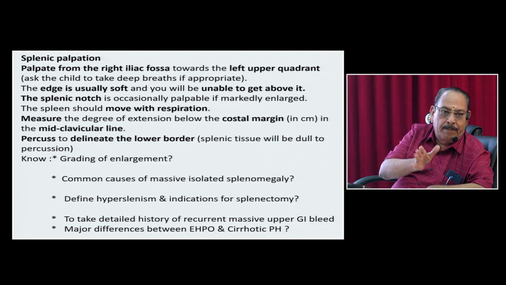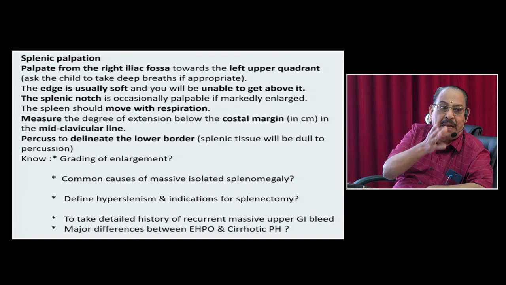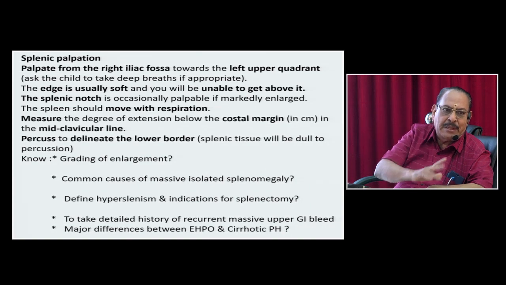And then bimanual palpation. Never start always from the right iliac fossa if there is no complaint. If the underlying situation, the context, is relating, then you go from the right iliac fossa. A minimally palpable spleen need not be examined from the right iliac fossa. You can go straight to the left hypochondrium and examine.